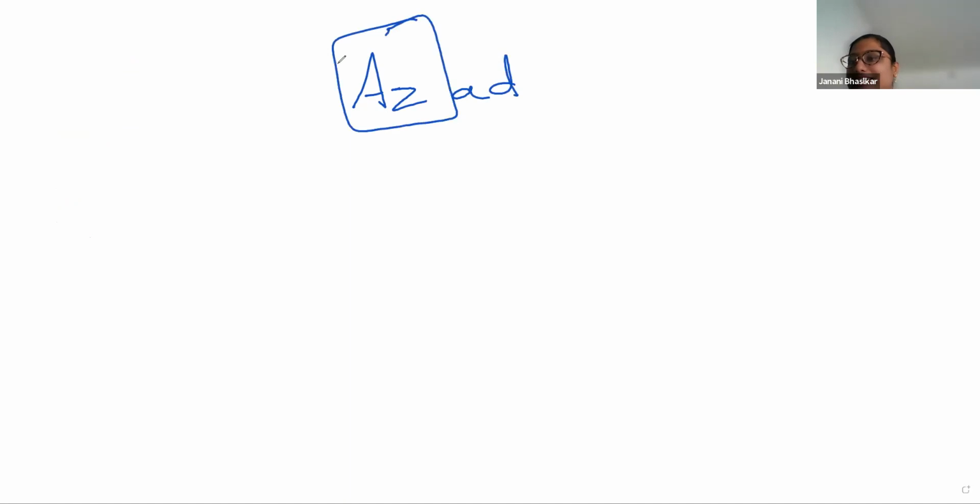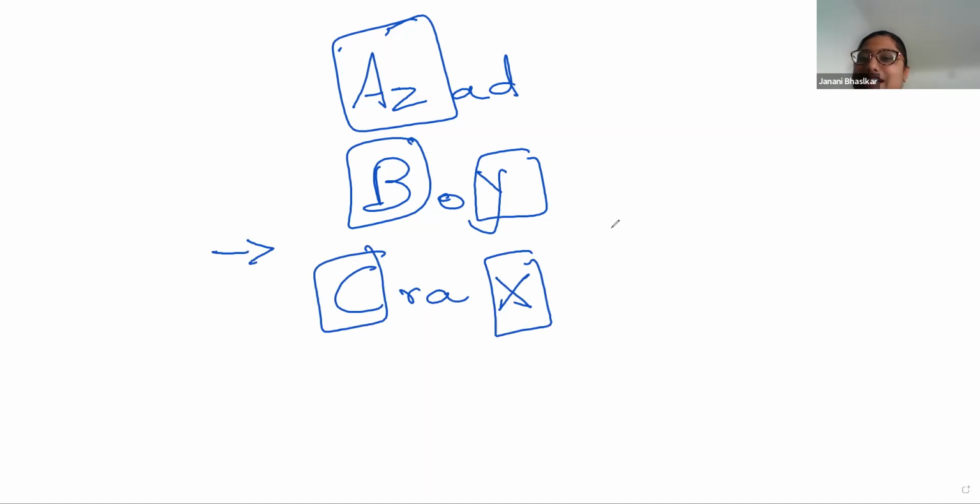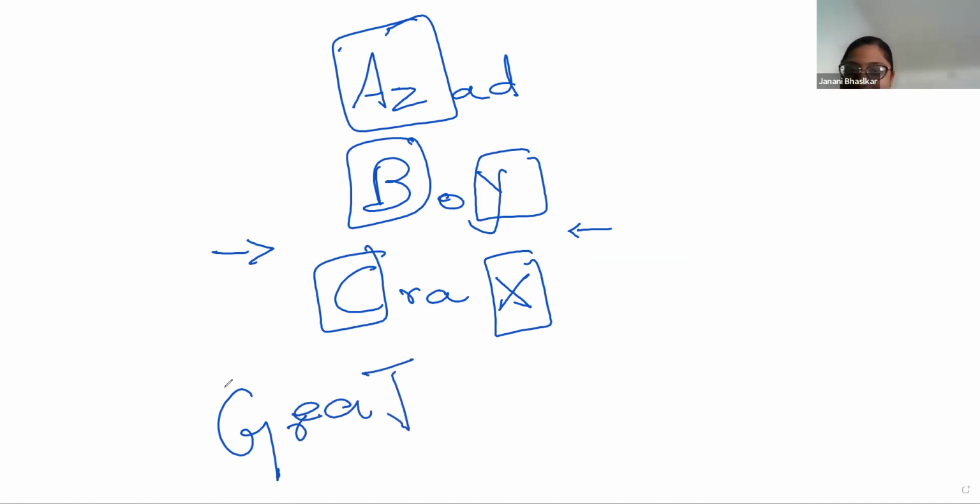So A and Z is the first letter and the last letter. Now boy. Azad is a boy. Right? So B and Y are the second letters from first and last respectively. Okay. And then you can use the word cracks. So C and X are the third letters from the first and the last respectively. Okay. Now similarly, can you find for G? Great. So G and T are the 7th letters from the left and right respectively.